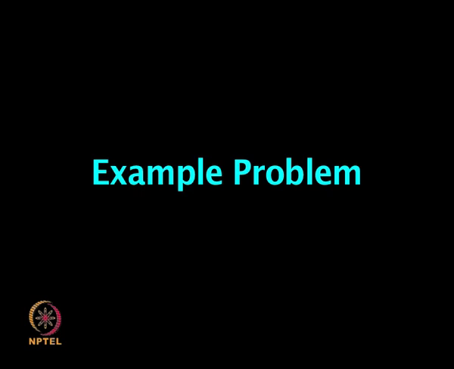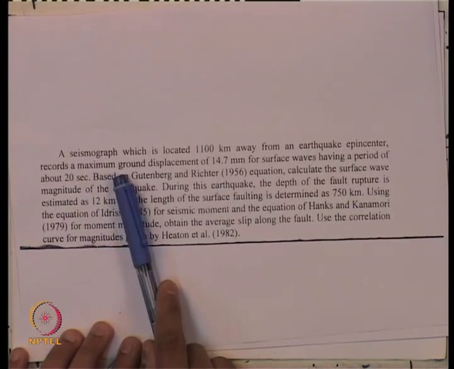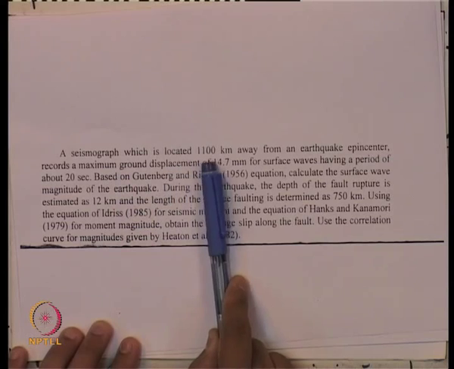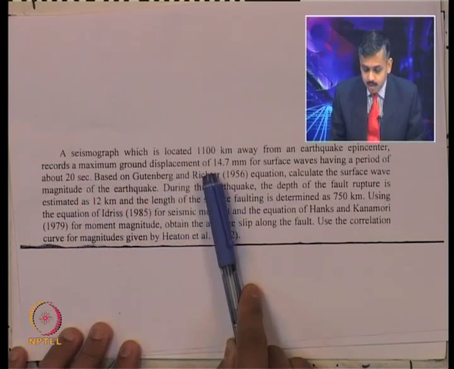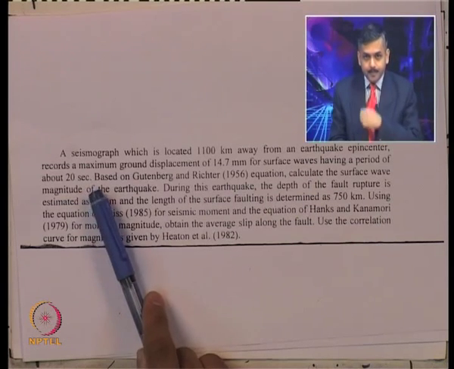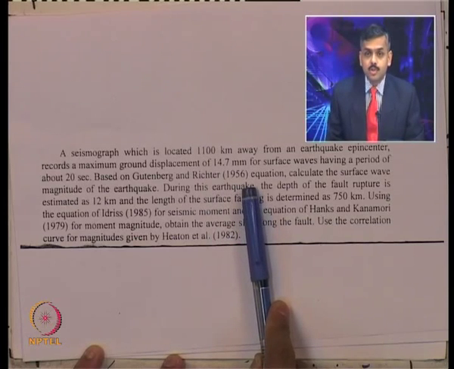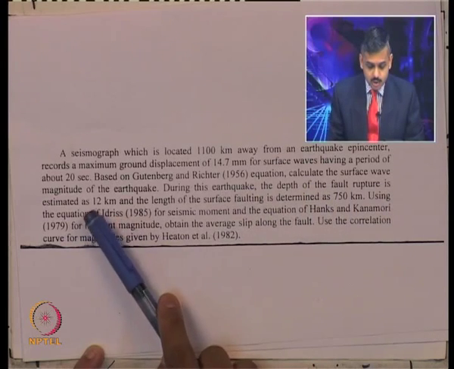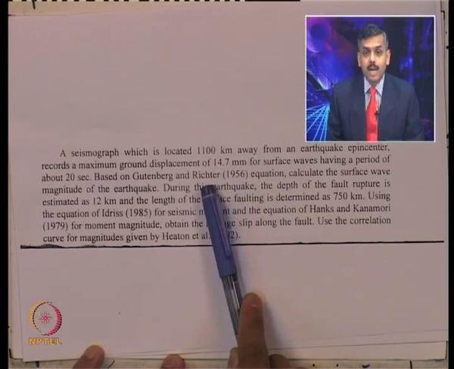Now, let us do one example problem on this size of magnitude. Let us see the problem statement over here. This problem says a seismograph is located 1100 kilometer away from an earthquake epicenter. It records a maximum ground displacement of 14.7 millimeter for surface waves having a period of about 20 seconds. So, based on the Gutenberg and Richter 1956 equation, which we have discussed just now, calculate the surface wave magnitude of the earthquake. So, it is asking to calculate the surface wave magnitude using the Gutenberg-Richter equation for the given data.